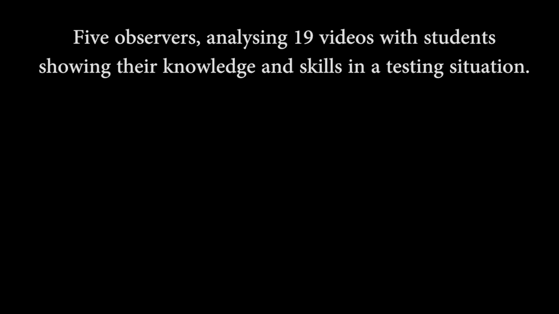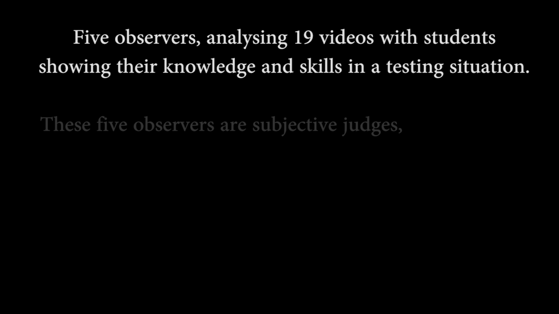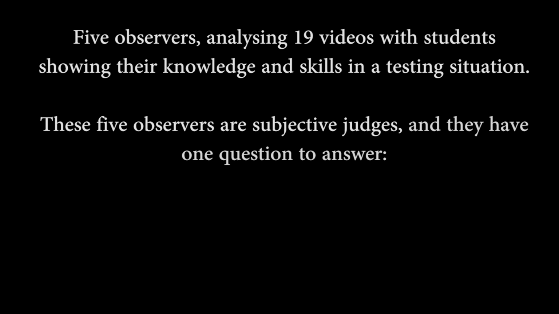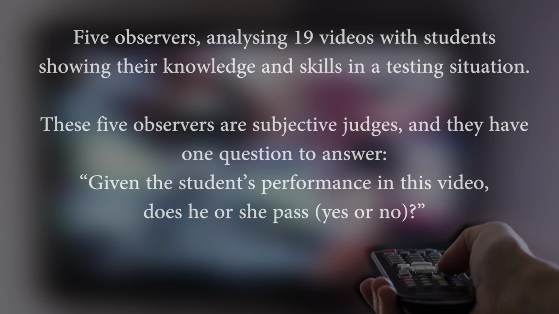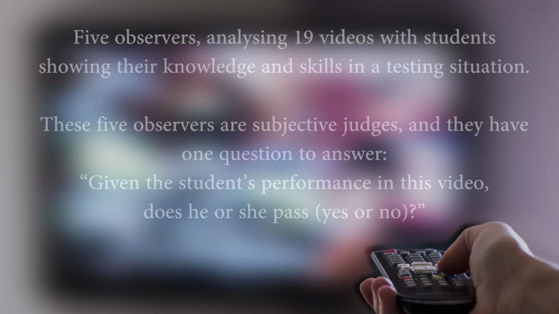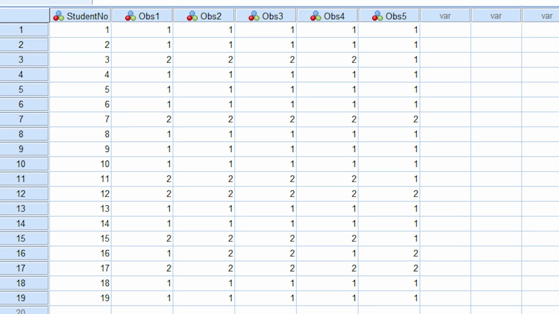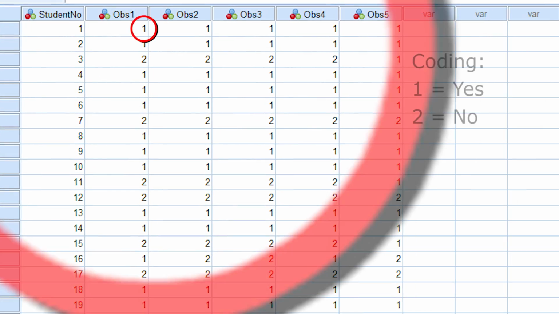In my first example, I have 5 observers who are analyzing 19 videos with students. And in these videos, the students show their knowledge and skills in testing situations. These 5 observers are subjective judges, and they have one question to answer. Given the student's performance in this video, does he or she pass? Yes or no? And I call this variable pass-fail decision. Yes is coded with the digit 1 and no is coded with a 2.